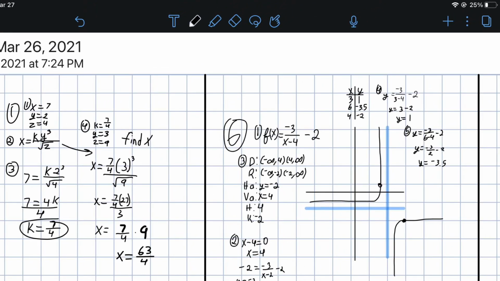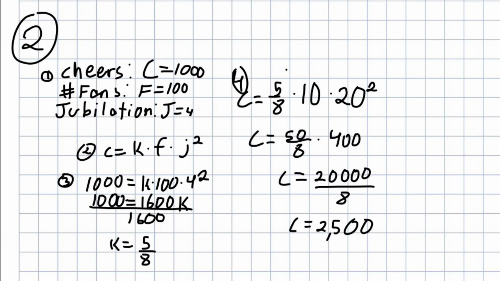For the first part of problem number 2, I made variables for cheers, number of fans, and jubilation. It said in the problem to make an equation for it, so that's what I did. I did c equals k times f times j squared. I already have what they equal, so I plugged it into the equation. So it would be 1,000 equals k times 100 times 4 squared. And in the end, you'll get k equals 5 over 8 after you work it out, as I showed.